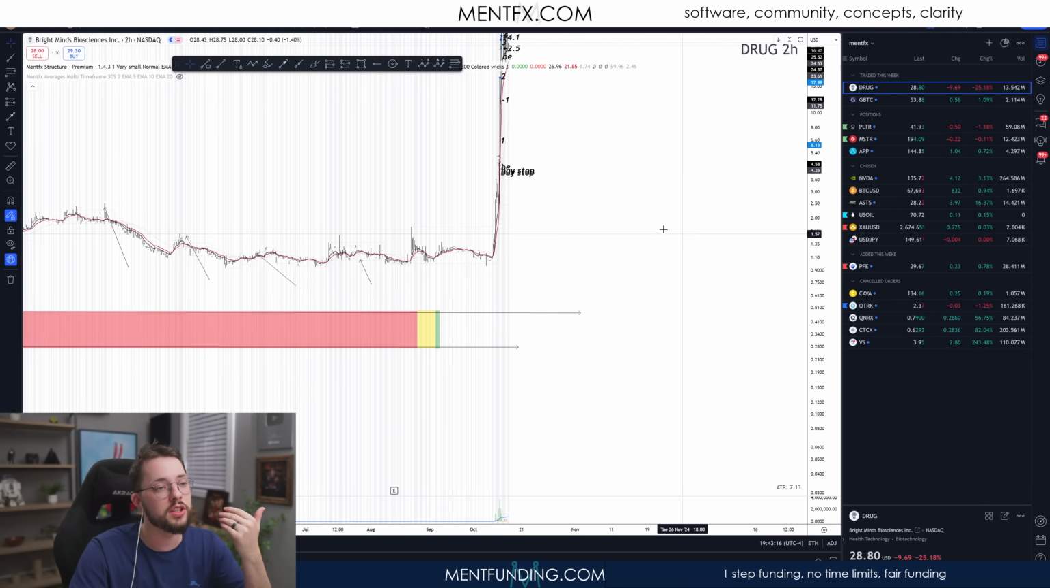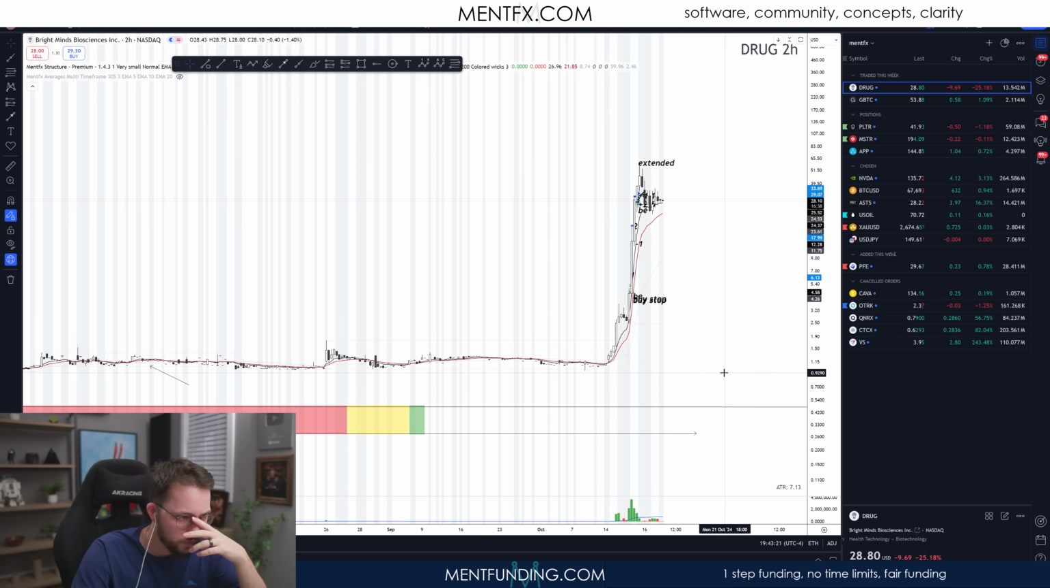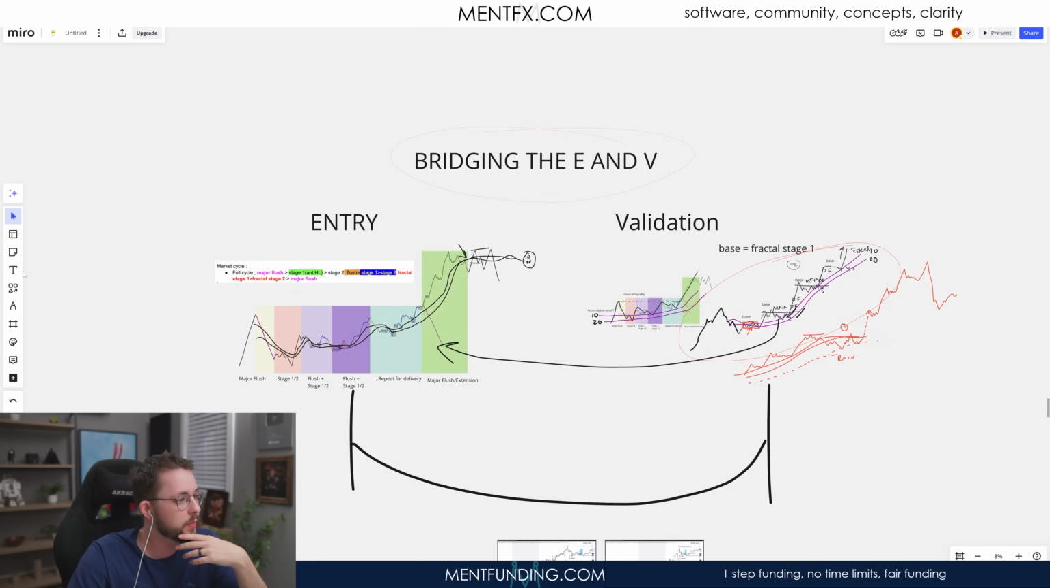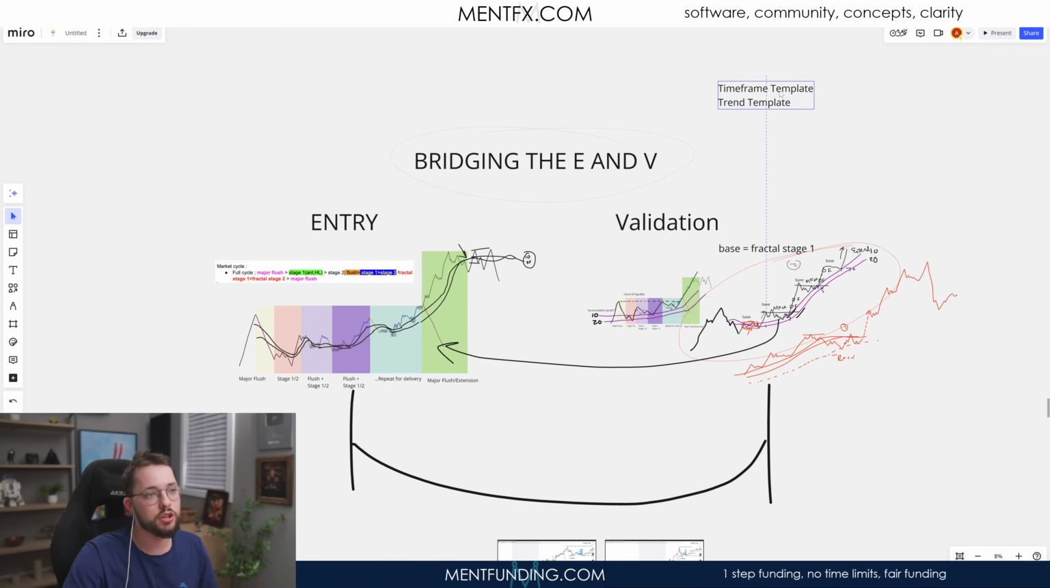So now let's look at this specific trade from the idea of why I actually traded it, what it was doing, what the EVC was doing. So very simply, what I do as a trader is I have what I call the time frame template and a trend template. This is all you need in trading, plus a lot of experience to get very, very good.